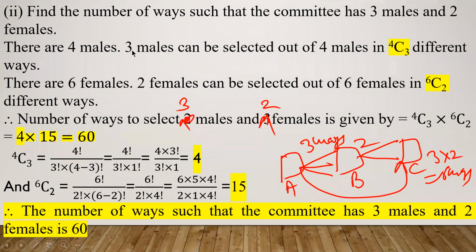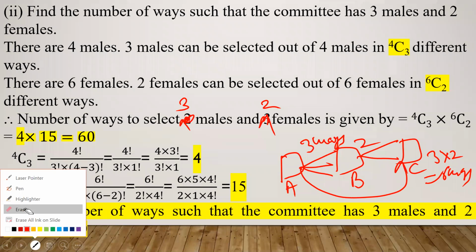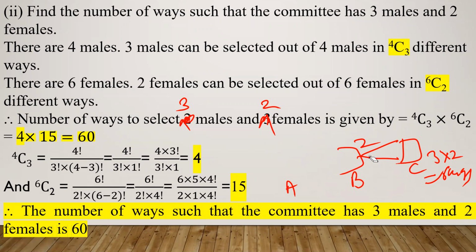So 3 males are selected in 4C3 different ways. 2 females are selected in 6C2 different ways. Therefore, the number of ways to select 3 males and 2 females will be the product of these two, multiplication, 4C3 into 6C2. Now what you have to do? Calculate the value of 4C3 and 6C2 and multiply them. So let us calculate the value of 4C3.